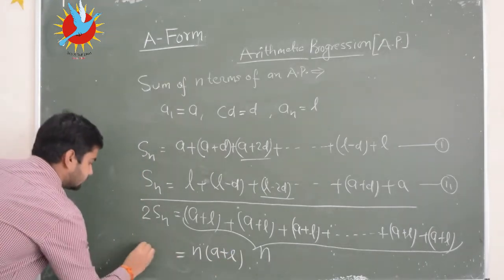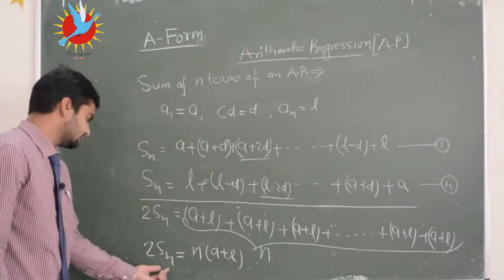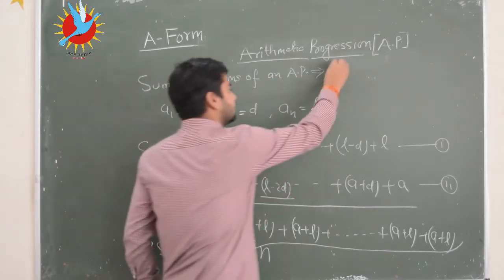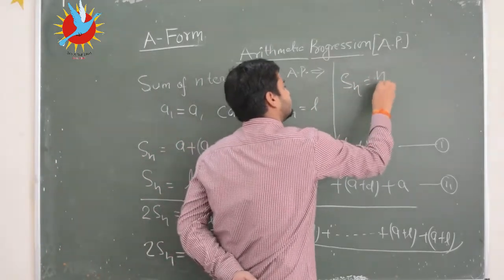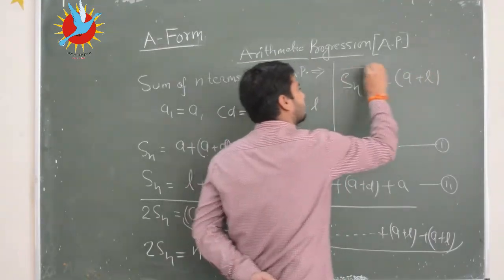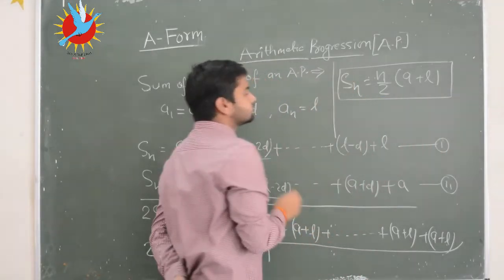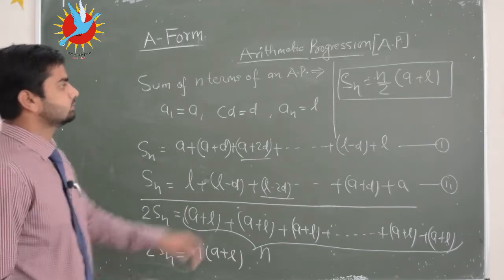And this is equal to 2Sn. We want to calculate Sn, not 2Sn. So from here we can say Sn will be equal to n by 2 (a plus l). So this is the formula of the sum of n terms of an AP whose first term is a and last term is l, and the number of terms is n.